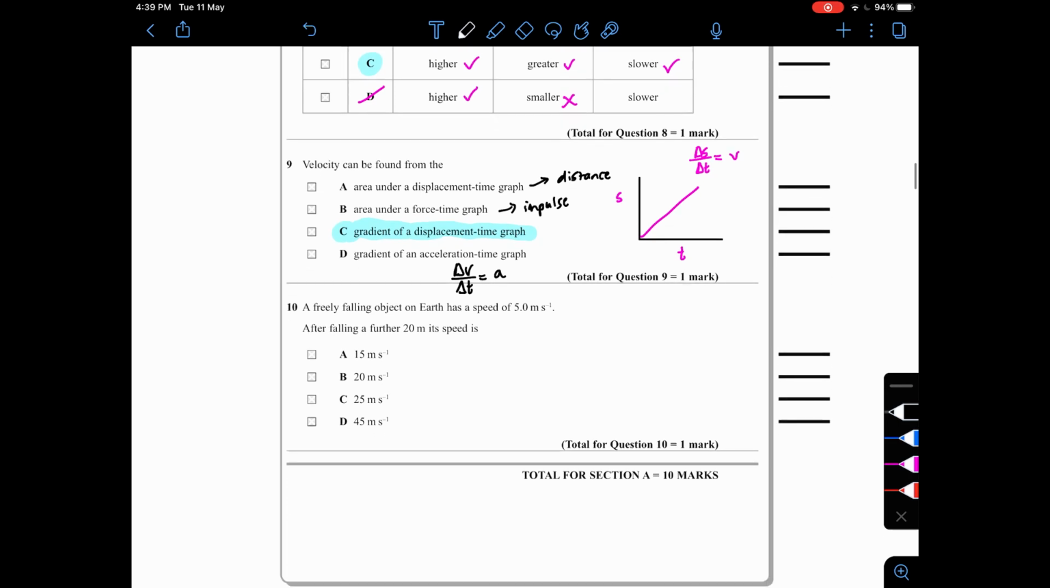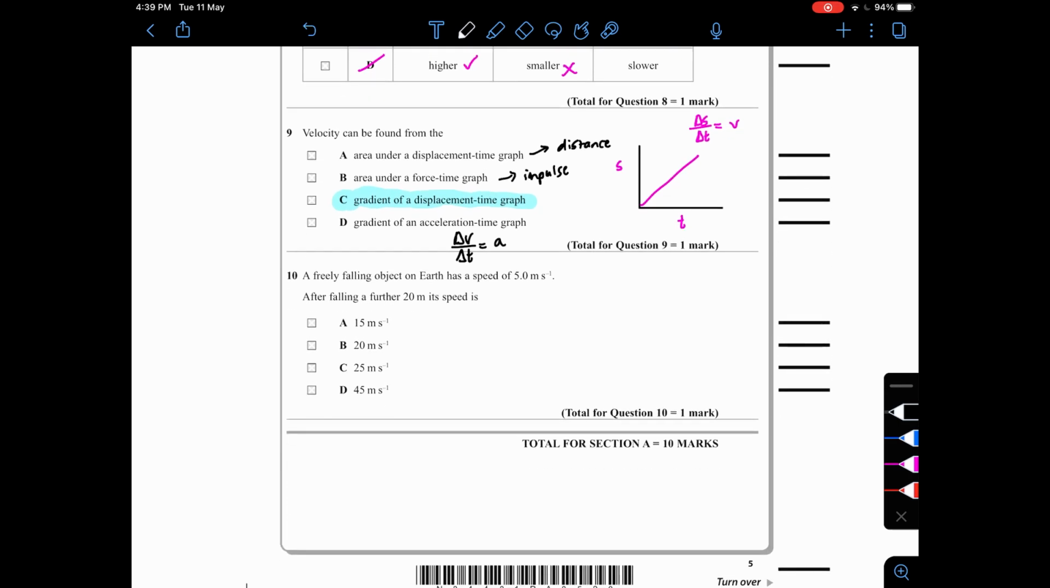Okay. Question number 10. A freely falling object on Earth has a speed of 5 meters per second. After falling a further 20 meters, its speed is what? So scenario time, we have an object. It's falling initially at u, 5 meters per second. After 20 meters, we want to know what the velocity v is. So what things are acting on this object?